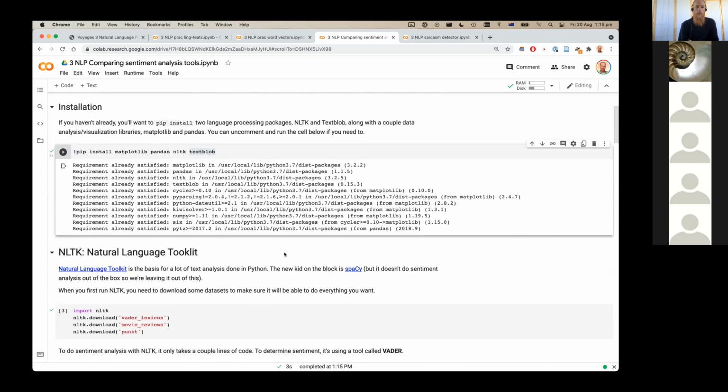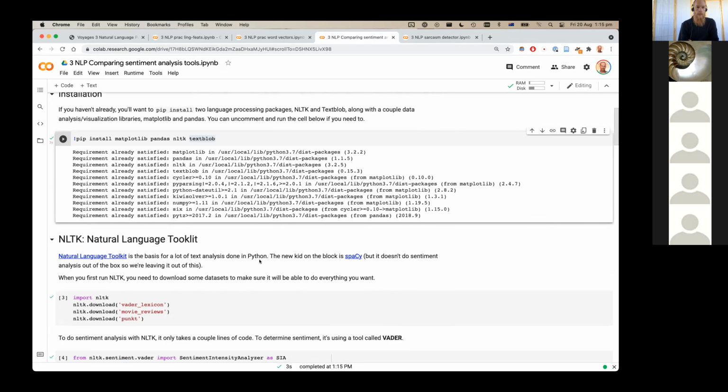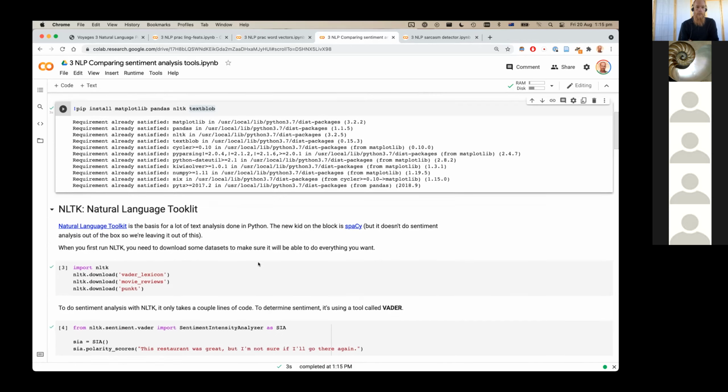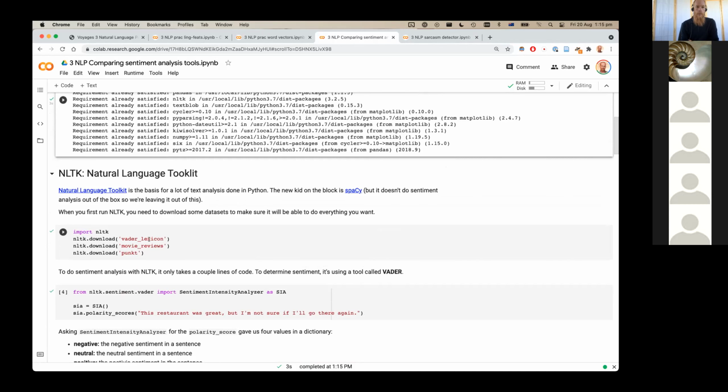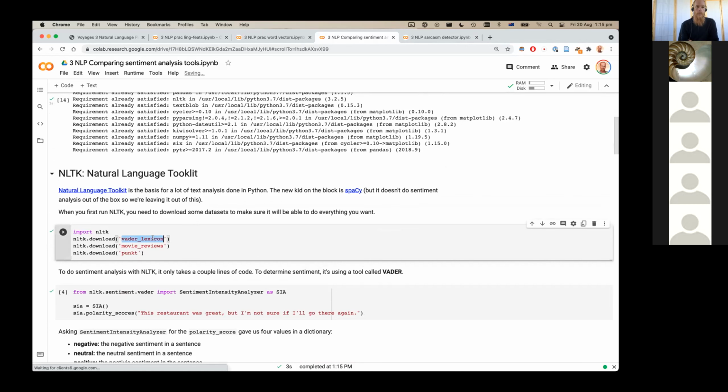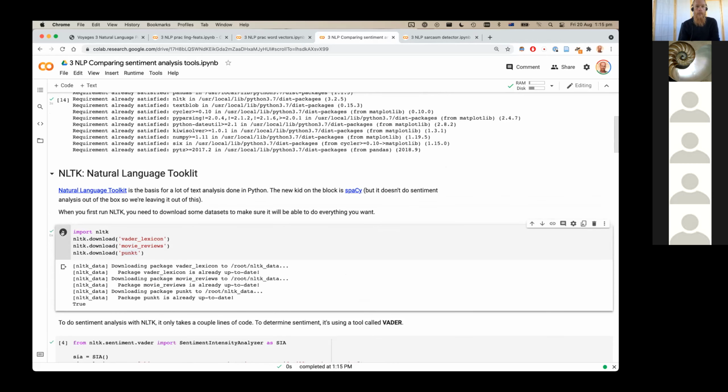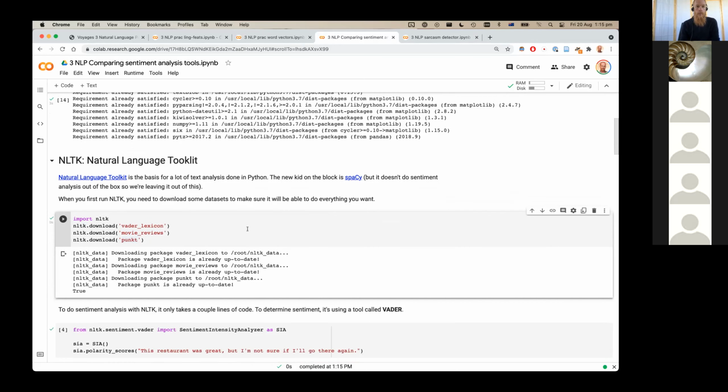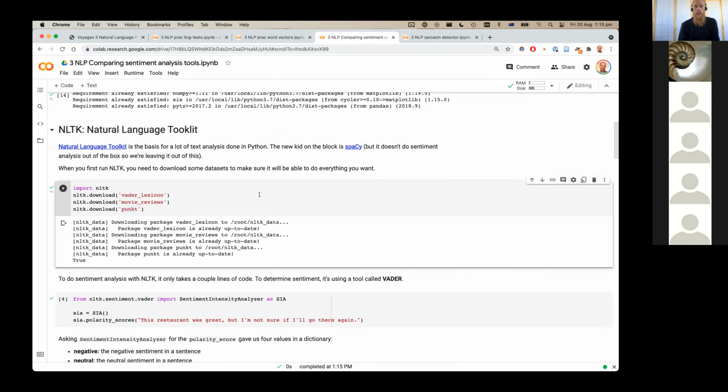These all installed happily for me because I ran this fairly recently. And we're going to download three corpora: this lexicon, a data set of movie reviews, and our good old punctuation corpus. So this might take a little while for you.